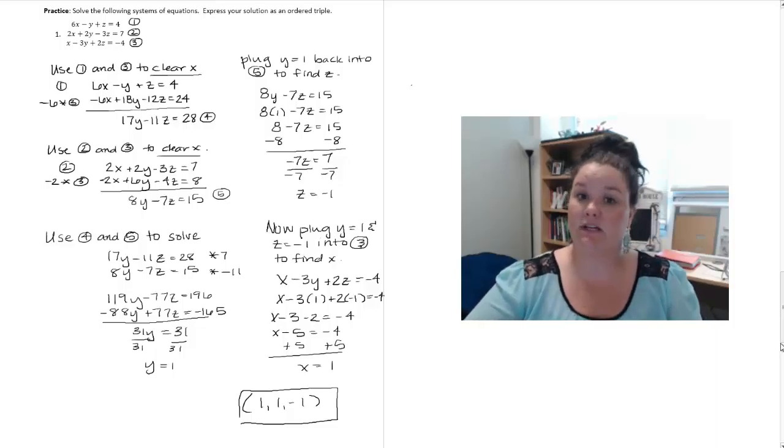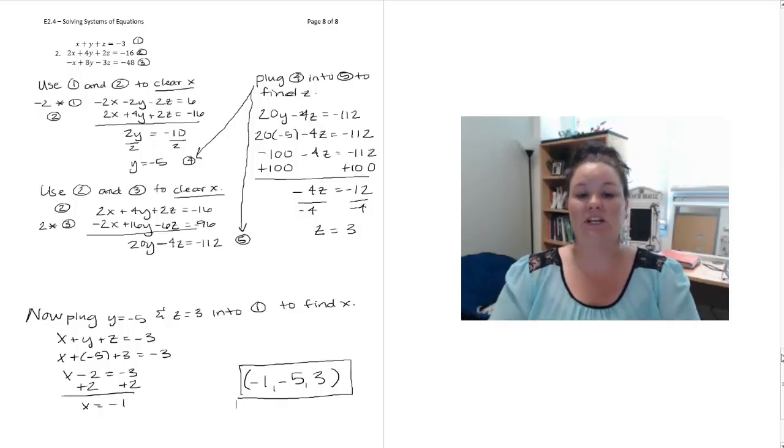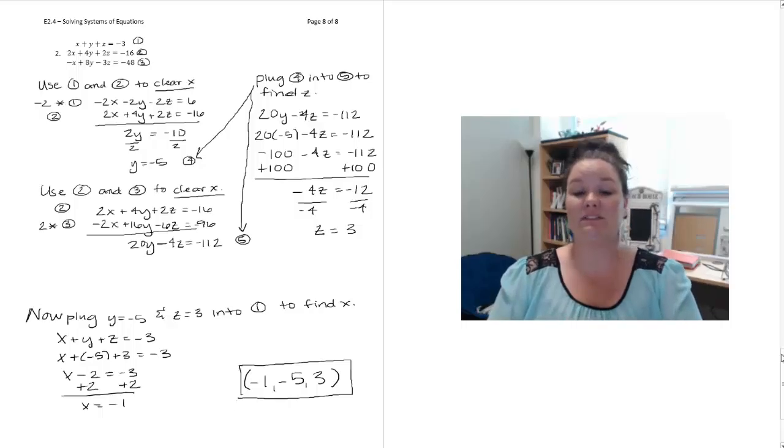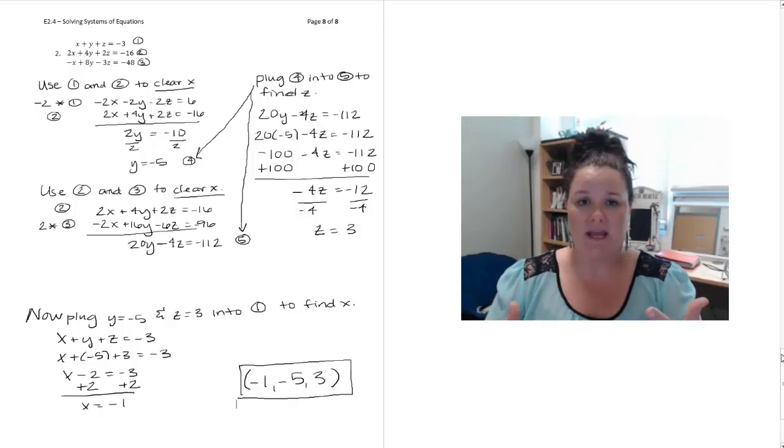All right, but I'm going to go ahead and scroll down and look at practice problem number 2, which ended up being kind of an interesting one, right? Because if you try to clear x using equation 1 and 2, what happens is everything cancels out and you're able to actually solve for y right off the bat. So y equals -5 is sort of like the equation number 4 that we come up with, which is okay. We still need to go ahead and clear x again. So I use equation 2 and 3. You might use 1 and 3. It doesn't really matter. You'll get the same answer either way.